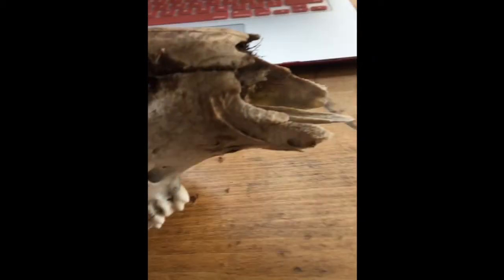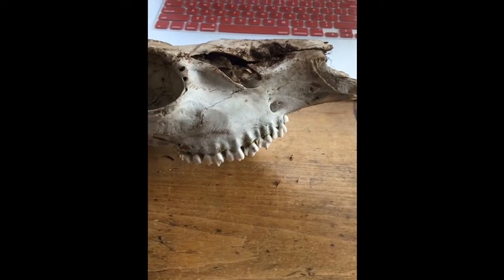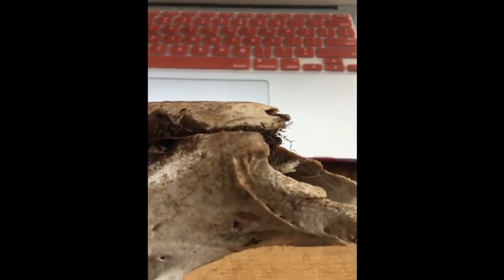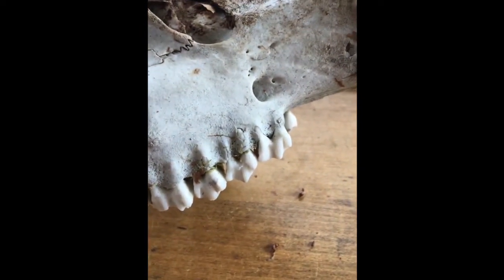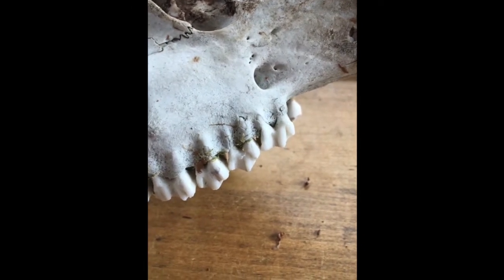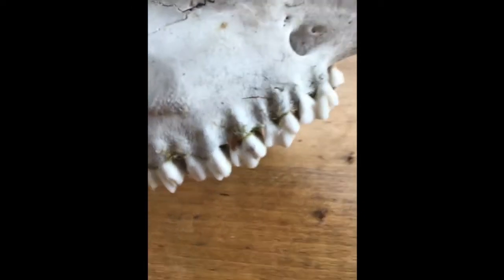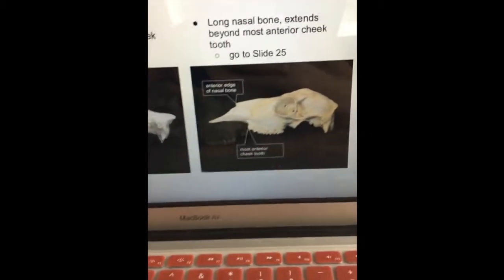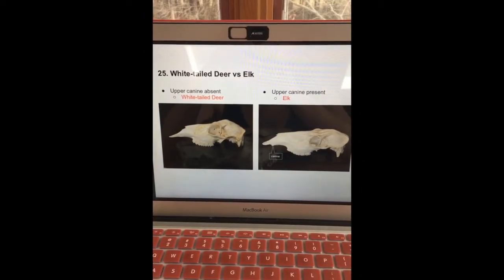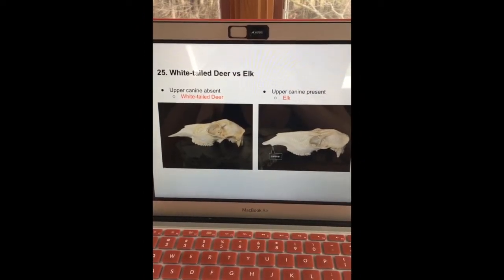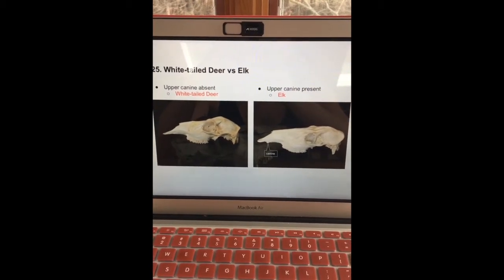So looking here at our skull, we can see that the nasal bone is ahead of the most anterior cheek tooth, or the most anterior molar. So we will be going to slide 25. So we're at slide 25. It is either going to be a white-tailed deer or an elk.